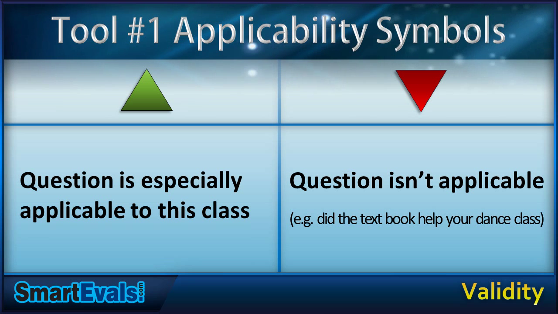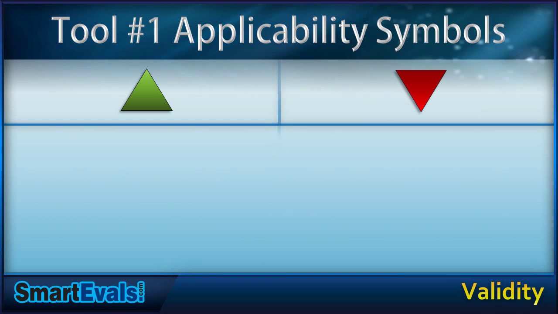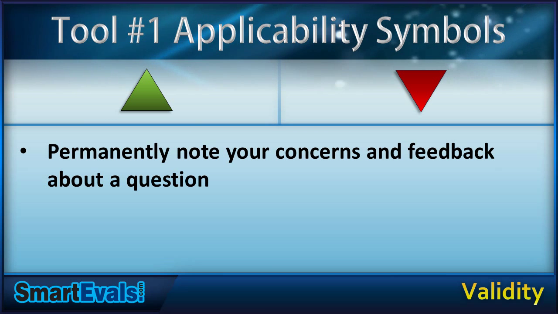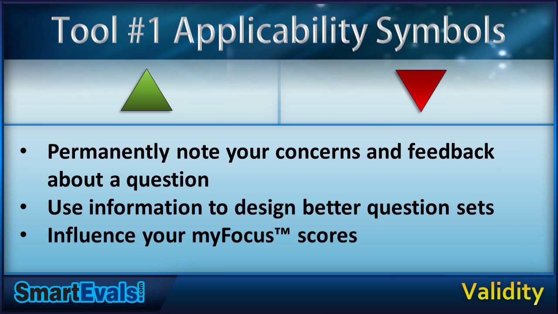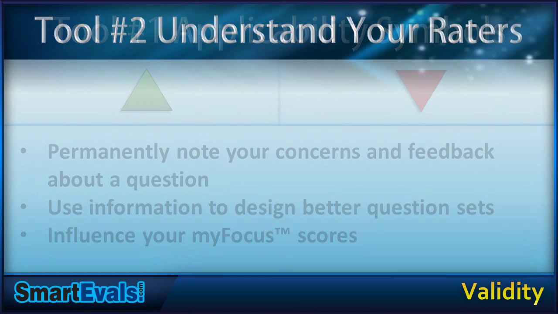These symbols will appear on every report our system shows, so that when your dean or administrator reviews your course evaluations, they will see your concerns and viewpoints about particular questions. They can even summarize these concerns across the entire school, allowing for an intelligent, structured way to redesign your school's question sets, should they want to.